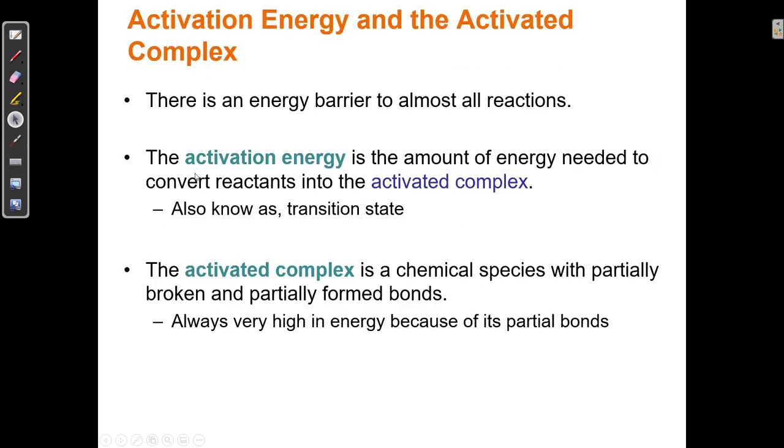So the activation energy is the amount of energy needed to convert reactants into the activated complex, and that's also called the transition state. And the transition state is just a point at which the bonds that are going to break in the reactant are almost all the way broken when we've reached the activated complex. We have to add energy to a reactant in order to break that first bond. The amount of energy we have to add to the reactant is called the activation energy.